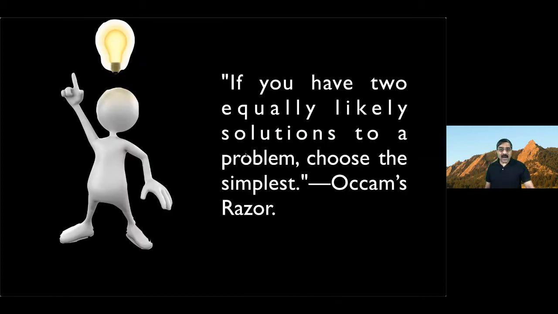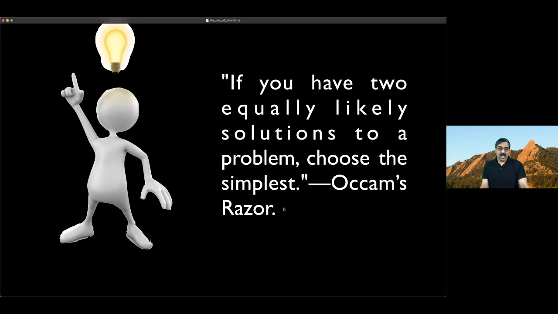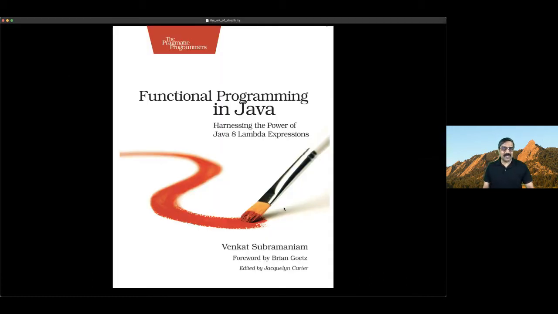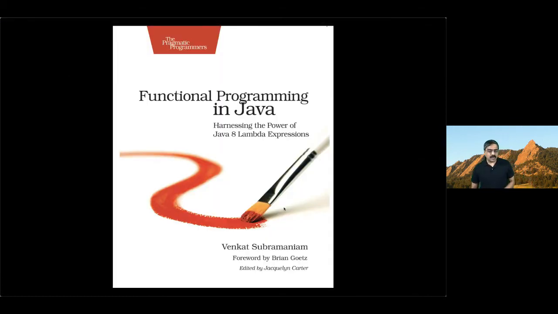Well, as Occam's razor says, if you have two equally likely solutions to a problem, then choose the one that is the simplest of the two. And we want to strive to create simplicity. Well, I came across this experience when I was writing the Functional Programming in Java book. My book was published about the same day when Java 8 was published, but I was very eager to bring some new ideas that were in Java, but also push the boundaries of a few things.